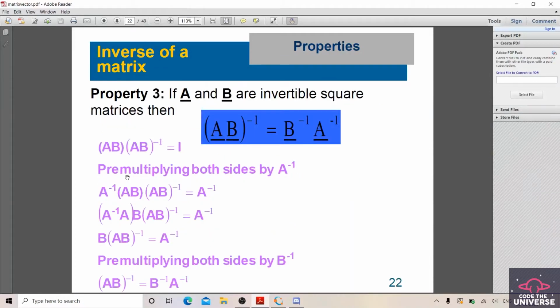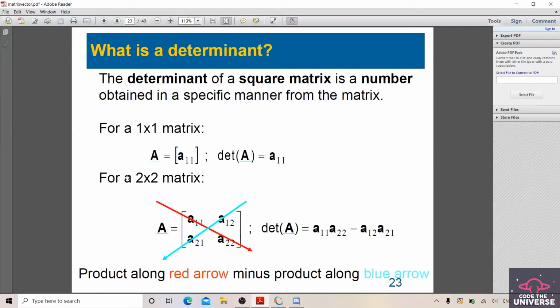So yep, proceeding. Again, just some properties. Just as we saw for transpose, here also, the inverse of AB will be equal to B inverse A inverse. I hope that's understandable and quite intuitive by itself.